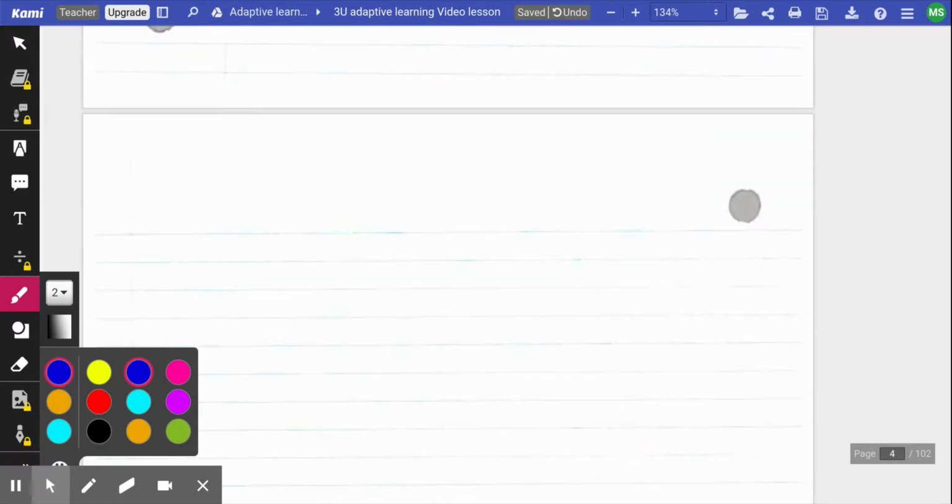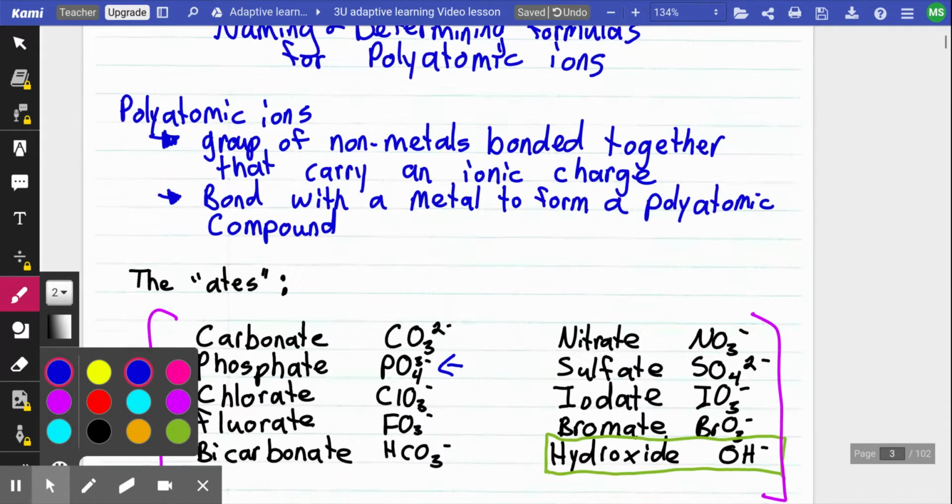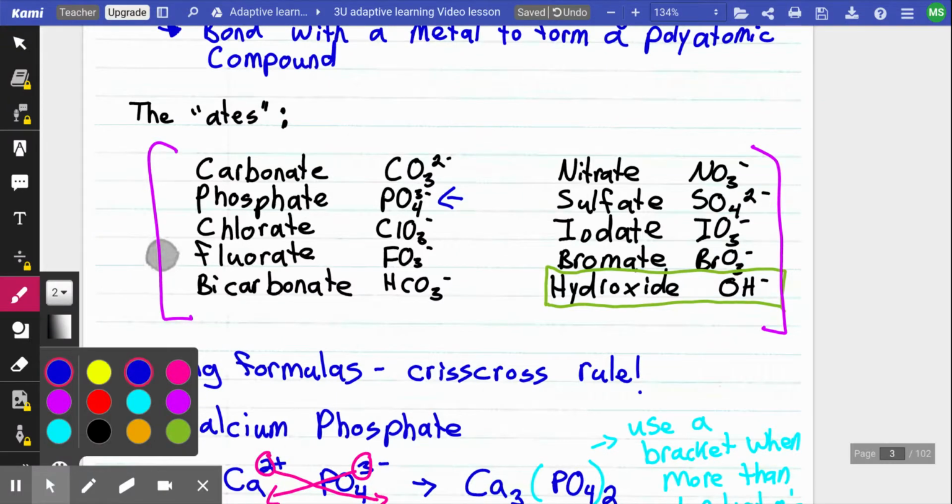So now let's look at copper 2 sulfate. So same rules, write the symbol Cu and the charges. We know because it's copper 2, then this has a charge of 2+. And we can look up our sulfate in our list of polyatomics for today, and it's SO4 2-.